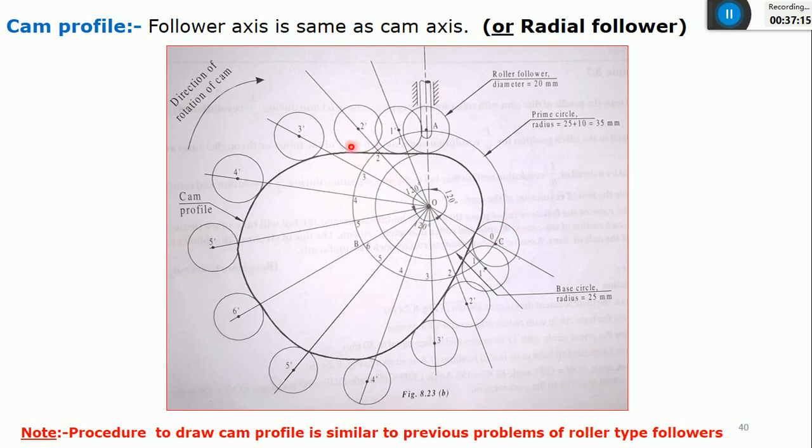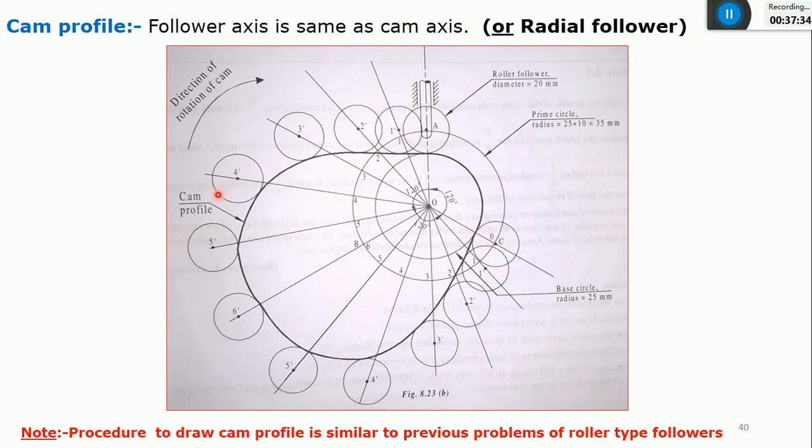Okay. After getting all these points, just take those points as the center of the circle. Just indicate the rollers with a radius of 1 centimeter each. The centers will be 1 dash, 2 dash, 3 dash, up to again this point.